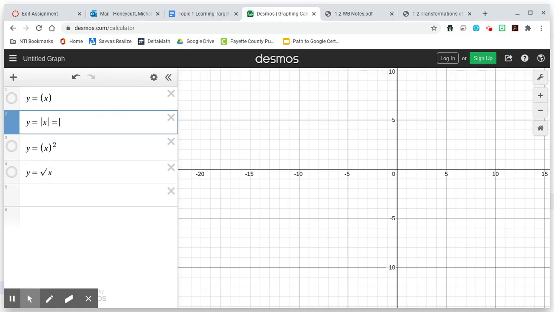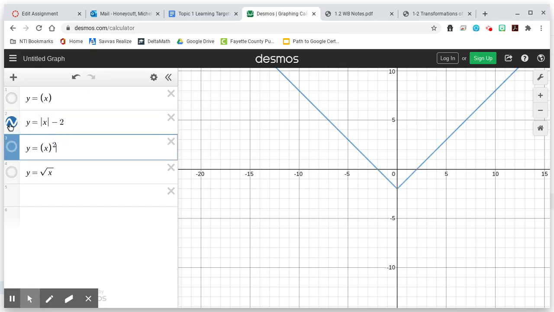If I add a number to the end, like maybe 4, oh, it shifted up 4. What if I add 1? Shifted up 1. Okay. What if I subtract 4? Shifted down 4. What if I subtract 2? Shifted down 2. So it looks like every time we add a number, the parent function will shift up. If you subtract a number, the parent function shifts down. And that shift applies to every single one of my parent functions.